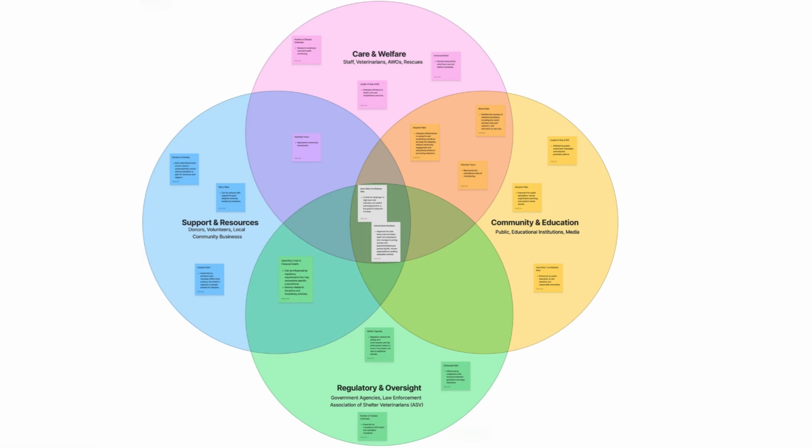Before proceeding into our analysis, we want to take a closer look at the important stakeholders within the ecosystem surrounding a typical shelter. These stakeholders can be placed into four main categories: care and welfare, community and education, regulatory and oversight, and support and resources. Within this illustration, I hope to highlight the key metrics or KPIs the respective categories or stakeholders are required to have.